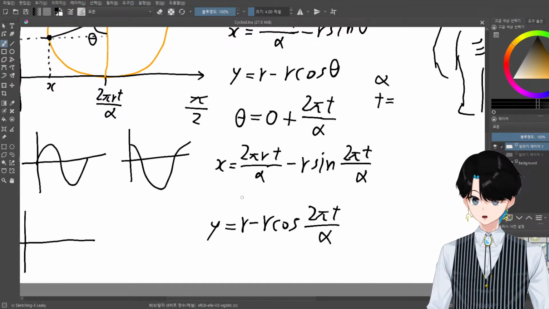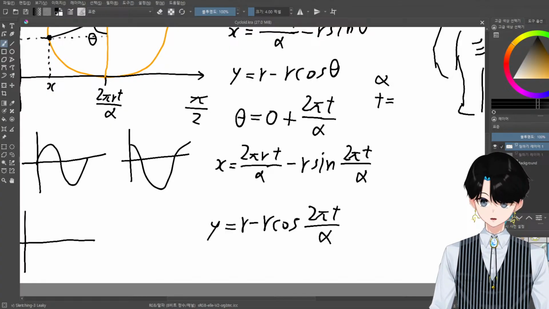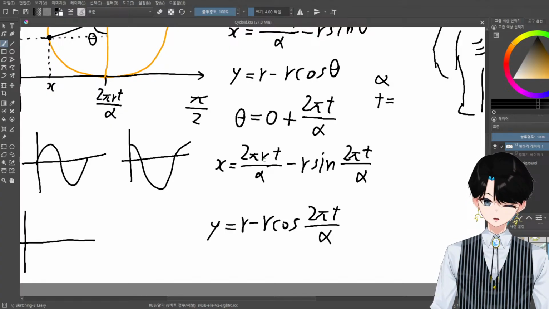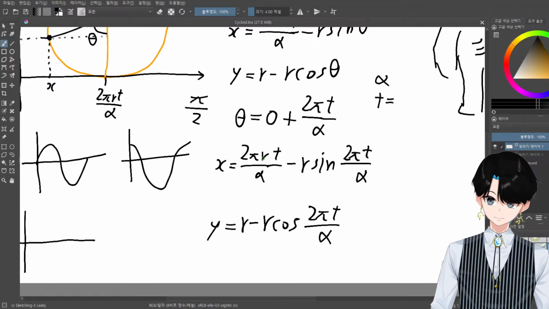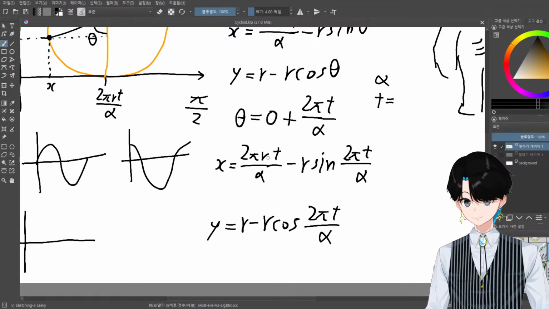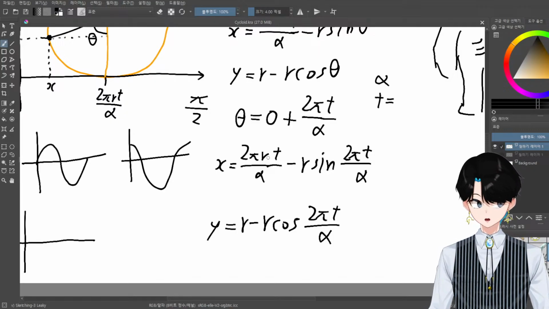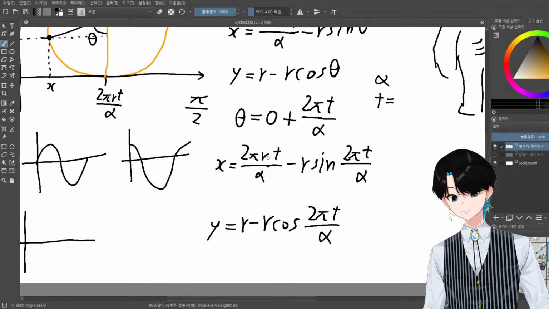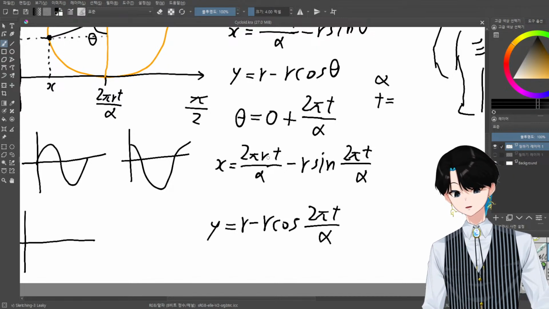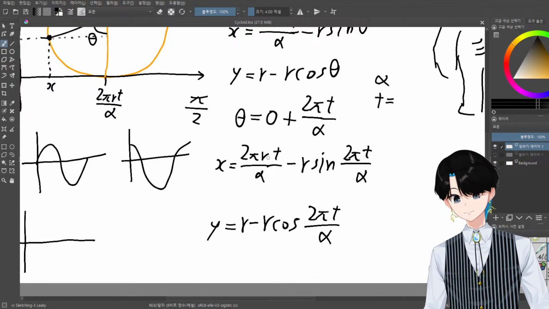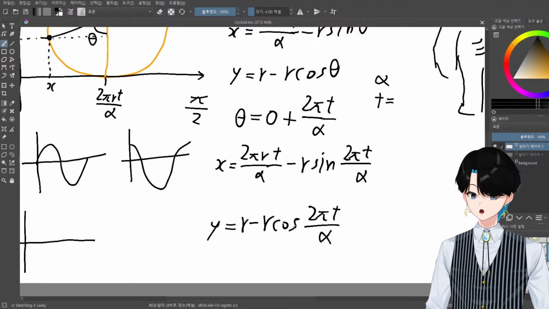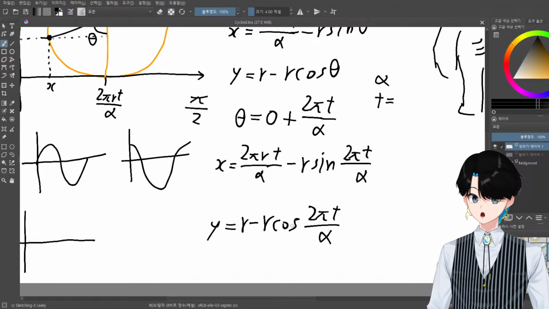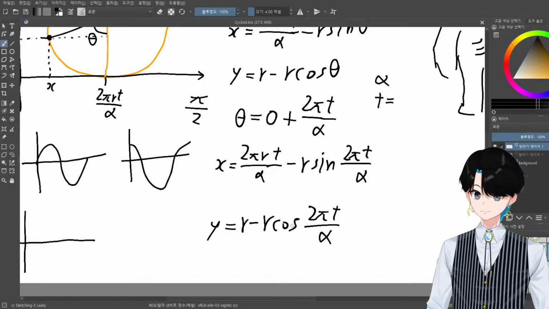And then the x and y value would be like this. 2 pi t over alpha. R minus R, and 2 pi t.